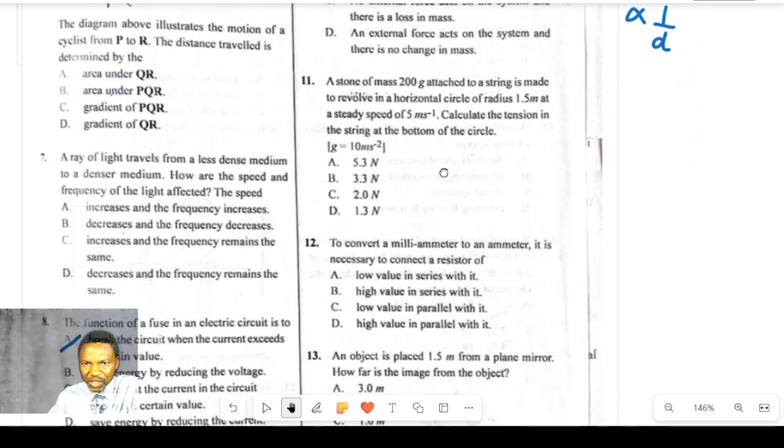Number 11. A stone of mass 200 grams attached to a string is made to revolve in a horizontal circle, okay, of radius 1.5 meter at a steady speed of 5 meters per second. Calculate the tension of the string, okay, at the bottom of the circle.